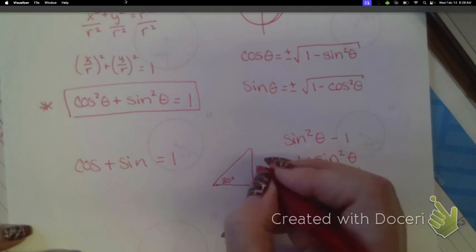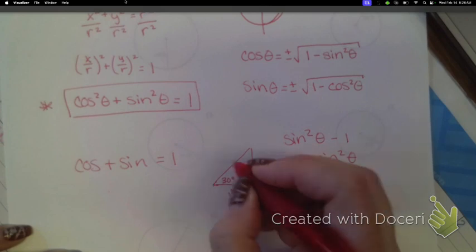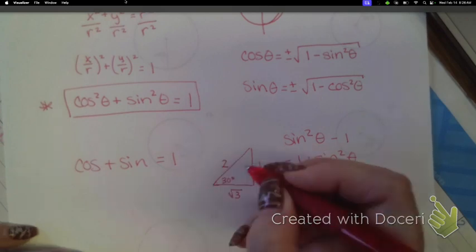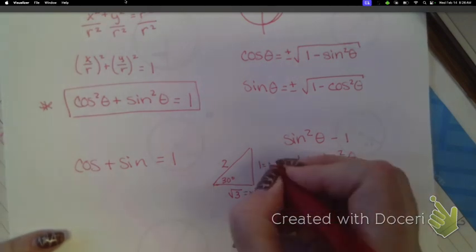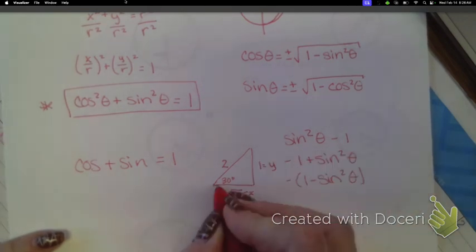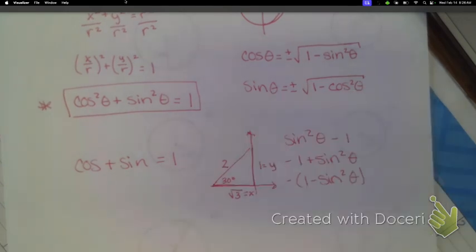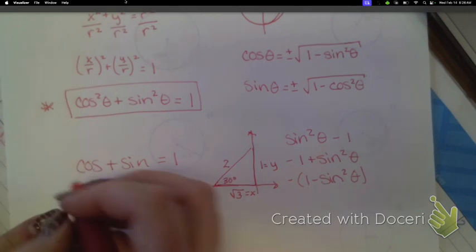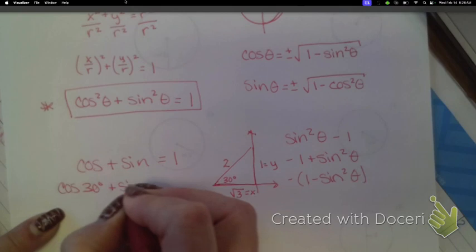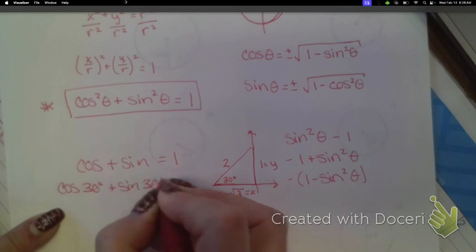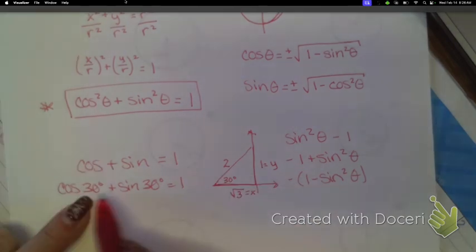You guys remember? It's 1. Opposite 60 is square root of 3. And then 2. We're just going to leave the 2's. So this is my x, and this is my y, correct? Because this is the x-axis, and this is the y-axis. Okay, so cosine of 30, we're going to prove it to ourselves, plus the sine of 30, because I said theta, so it has to be the same angle, right? Equals 1.